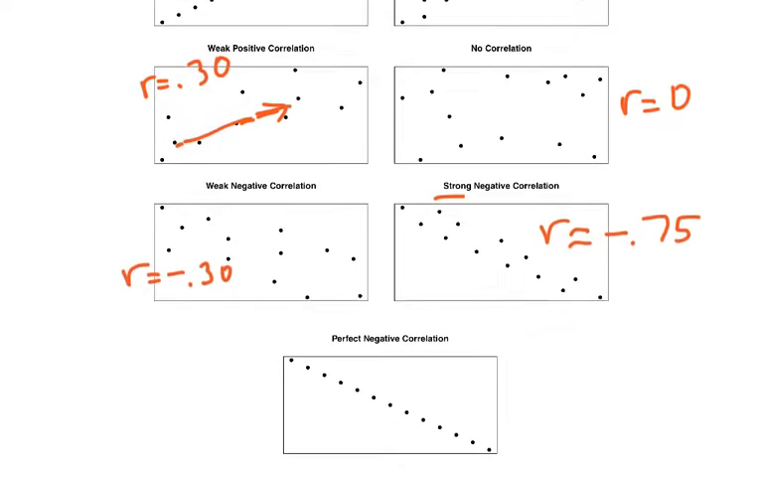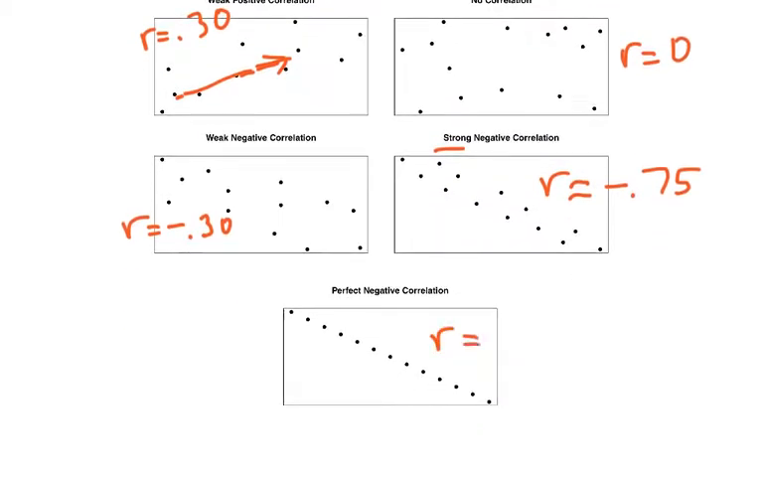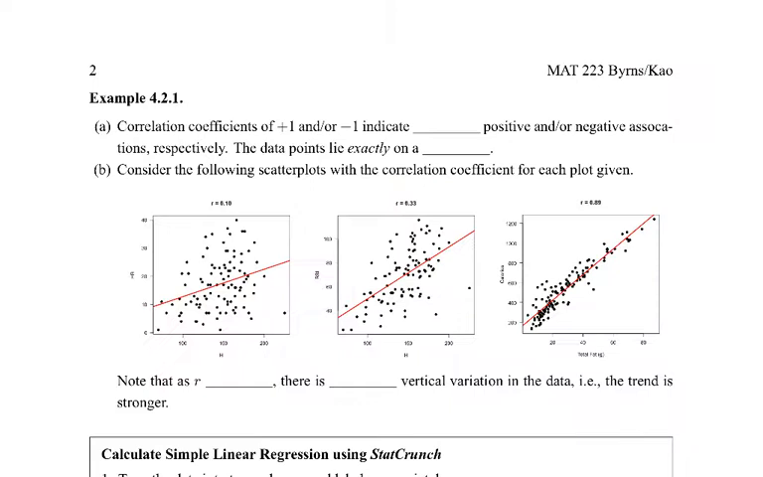In the last picture, we've got a perfect negative correlation, analogous to the first picture but in the negative direction, so we'd say r equals -1. Again, pretty unlikely to get that in the real world, but that gives you an idea of what the scale is. All right, so let's look at this example. Correlation coefficients of exactly -1 or +1 indicate a perfect positive or negative association. In that case, the data points lie exactly on a line.